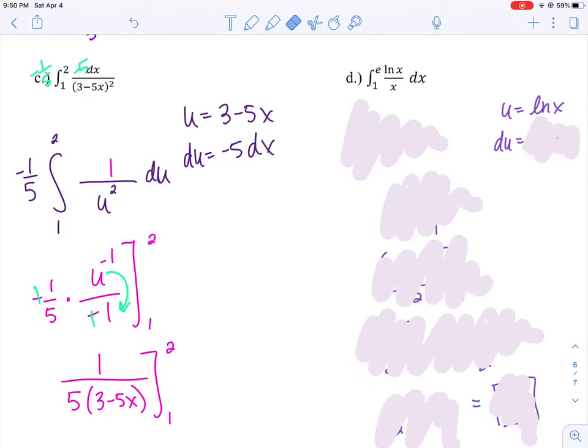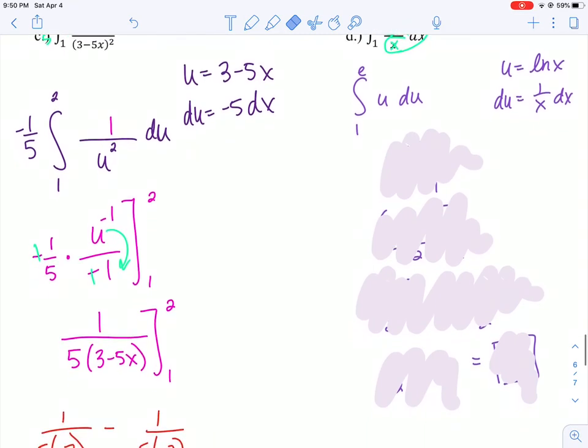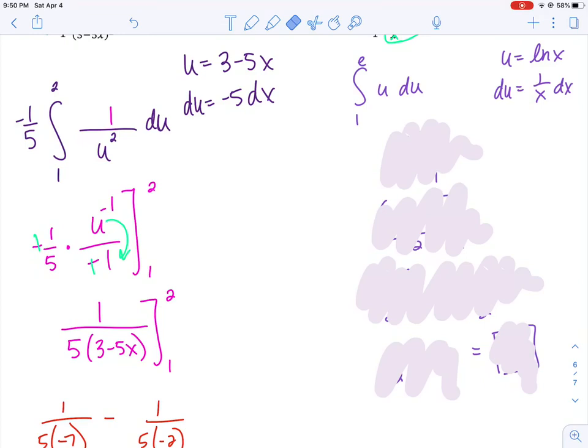On this one, I'm going to try u as my natural log of x, that top piece. And I know then that the derivative of natural log of x is 1 over x dx. And so in my problem, I have the natural log of x, that's my u, and I do have a 1 over x dx as my du. And so I have a u times du. I didn't have to multiply by any sort of constant, and so I have an integral that looks like this. It looks like I have not changed my limits to u limits, so I need to make sure that I remember to back substitute. I can find the antiderivative of u du as u squared over 2.